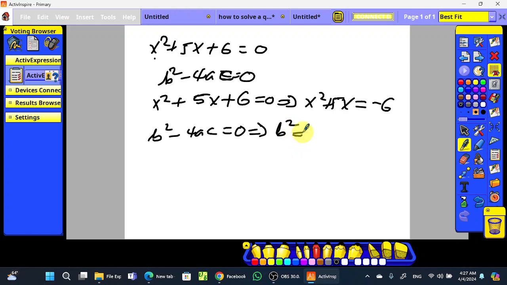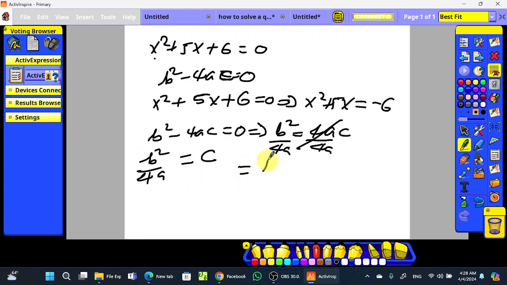b squared is equal to 4ac. Let's divide it by 4. b squared over 4a is equal to c. See, the simple division, divided by 4a. So if we take the square root of this, this becomes b over 2, that's half of the middle term, the whole square, divided by a, is equal to c. So this is the number you need to add simply.